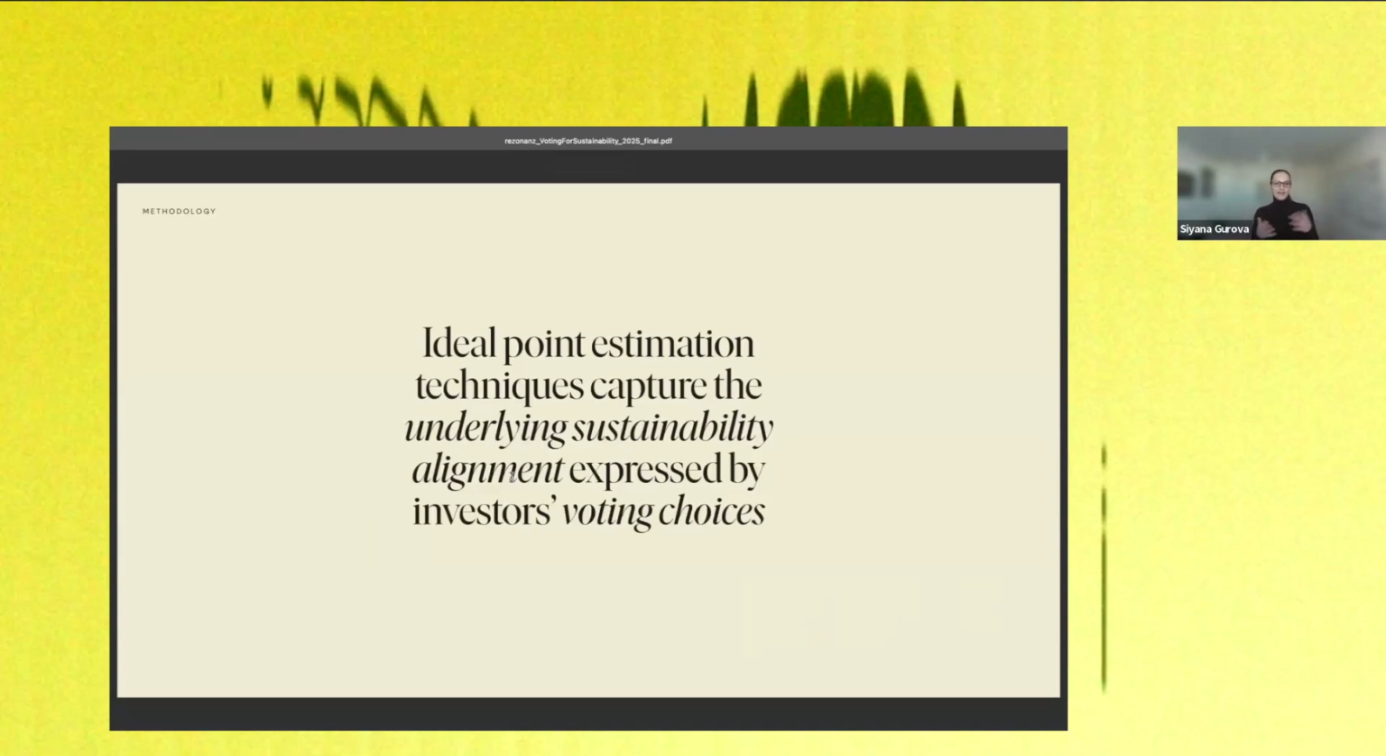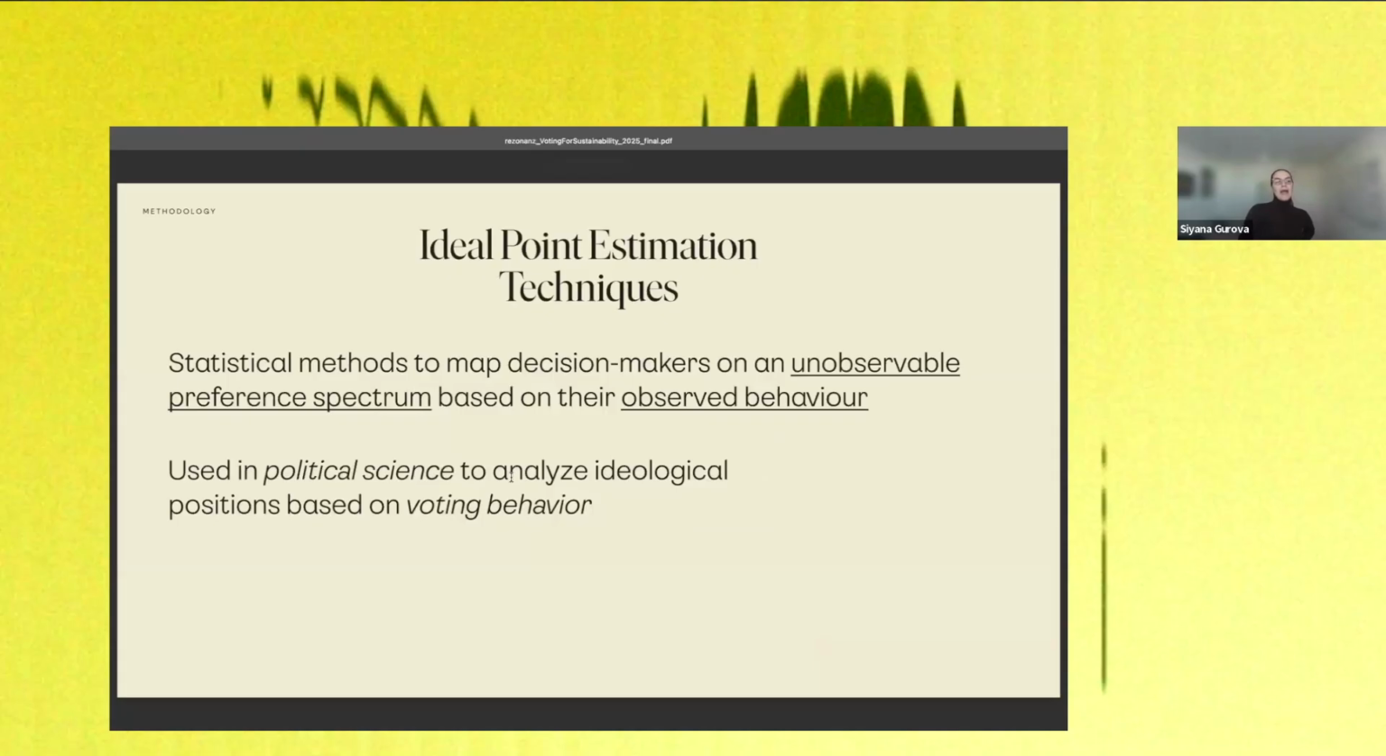Now moving from that everyday analogy to how this method is actually used in research, the closest and best known example comes from political science. Ideal point estimation is a family of statistical models that map decision makers on an underlying preference spectrum using their voting records. It's widely used to analyze politicians' ideological positions without ever asking them directly what they believe. Instead, we infer their stance from their voting choices.